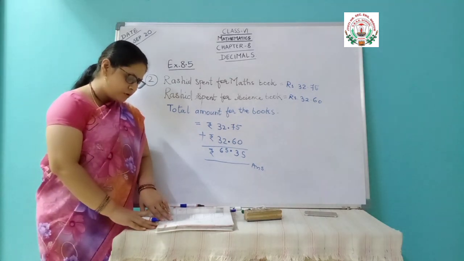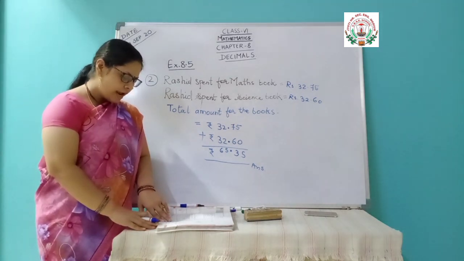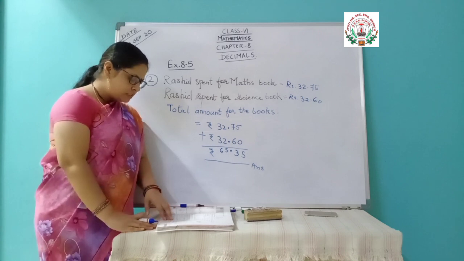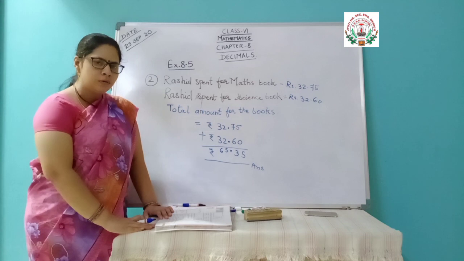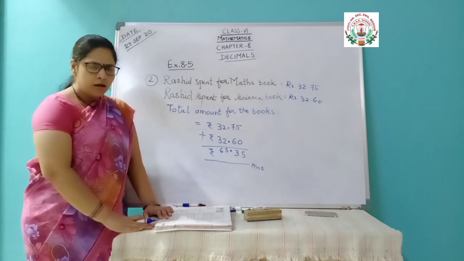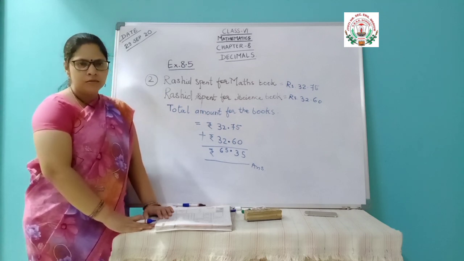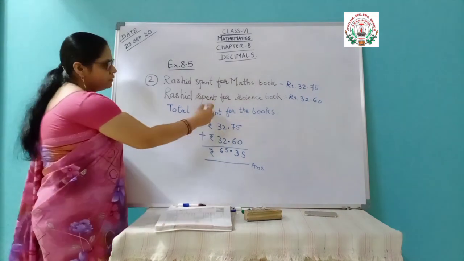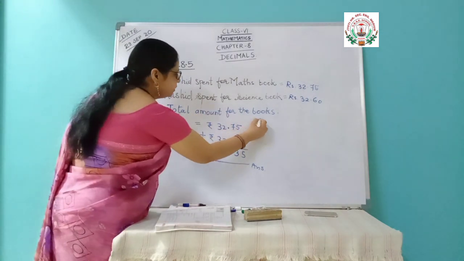Radhika's mother gave her rupees 10.50 and her father gave her rupees 15.80. What does this mean? 10.50. 10 is rupees. Okay. 0.50, what does it mean? Now let us see here only.